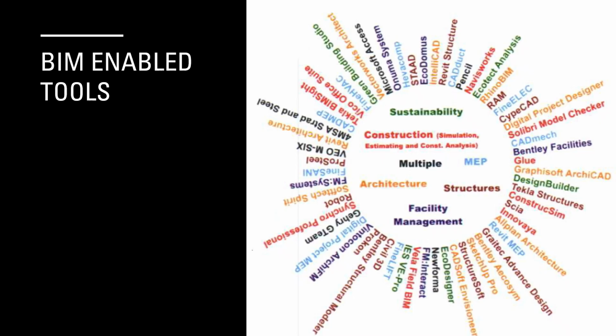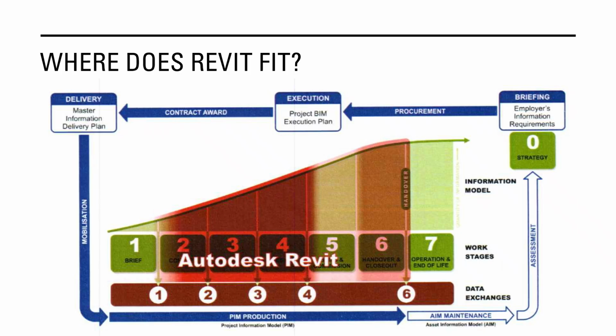The goal is not to force every task into Revit, but to connect the right tools, ensuring that data is shared, understood, and actionable across the project lifecycle. Where does Revit fit? This slide maps out Revit's role within the broader BIM process and clarifies how its outputs serve multiple stakeholders. Revit is primarily used during work stages 1 through 6, from brief to handover. During these phases, it supports the creation of the Project Information Model, PIM, a coordinated, data-rich representation of the building.